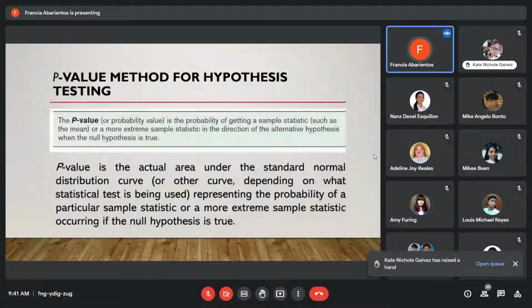You move on to the p-value method for hypothesis testing. Okay. Anong pinagkaiba niya class sa p-value? So the p-value, class, is the probability value of getting a sample statistic such as the mean, or a more extreme sample statistic in the direction of the alternative hypothesis, when the null hypothesis is true. Take note, the p-value is the actual area under the standard normal distribution curve representing the probability of a particular sample statistic or a more extreme sample statistic occurring if the null hypothesis is true.